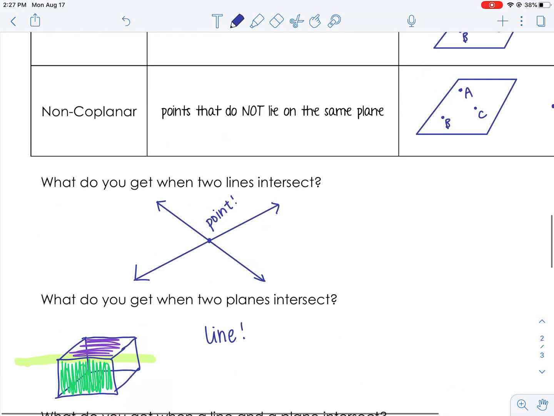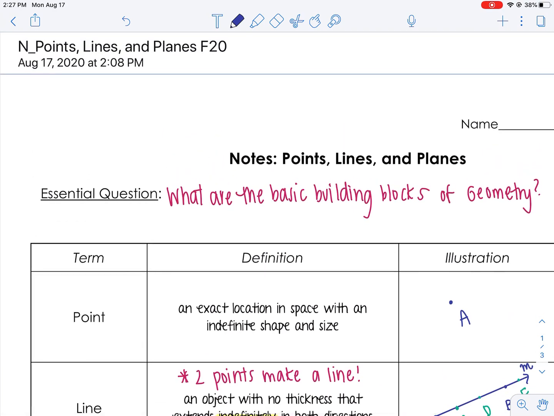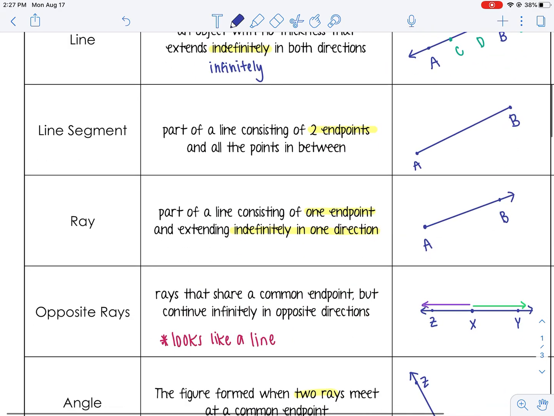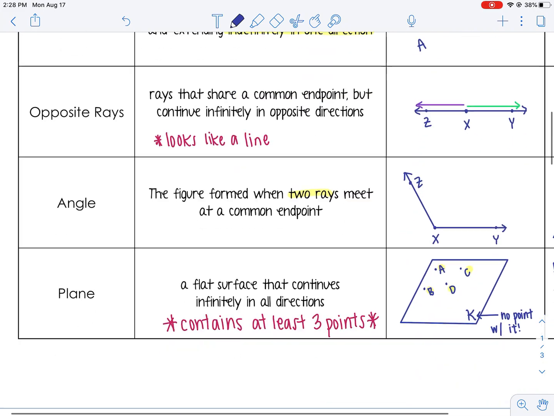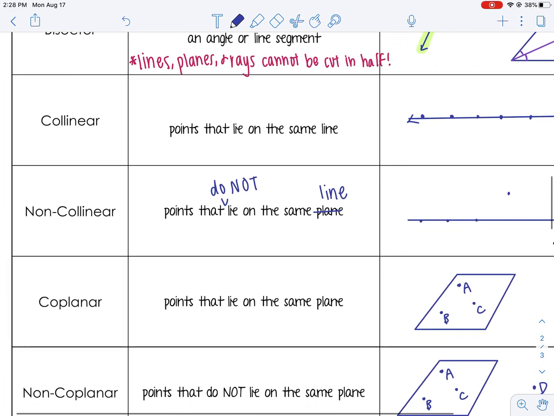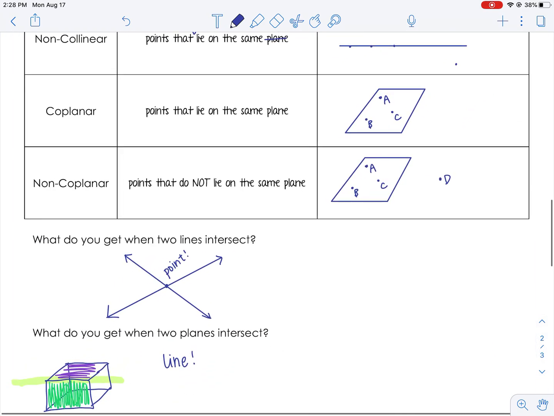So overall, the key takeaway is, what are the basic building blocks of geometry? Well, there's quite a lot. There's points. Those points make lines. From lines, I have line segments. I have rays, opposite rays, angles, planes, bisectors. I can describe things with words like collinear or non-collinear. And we also have some shapes or things that are created whenever we have intersections.